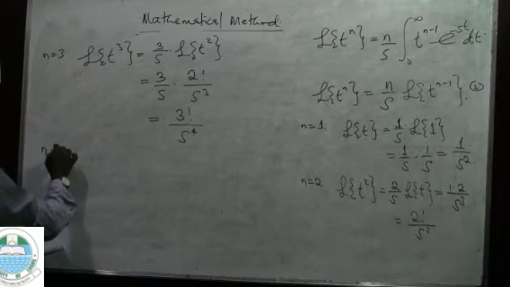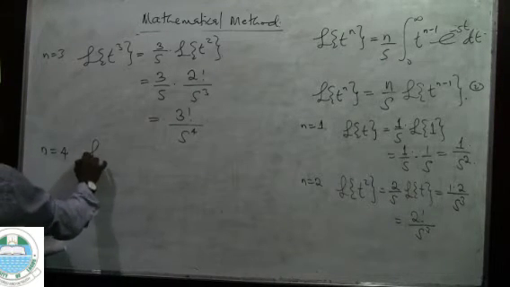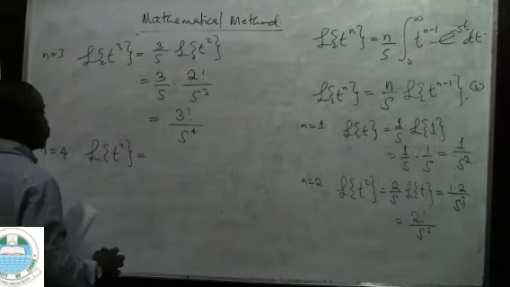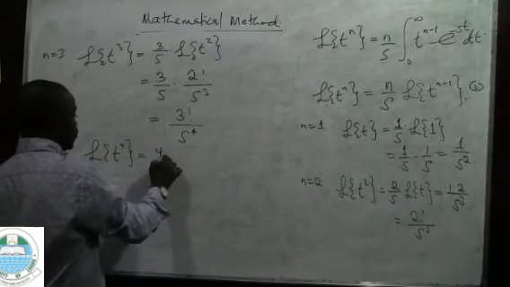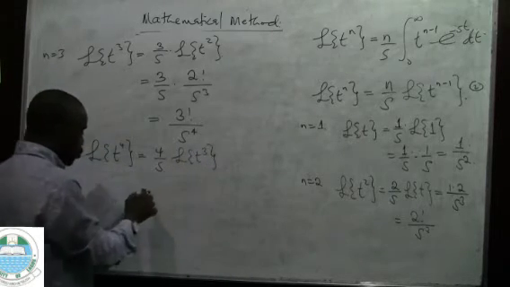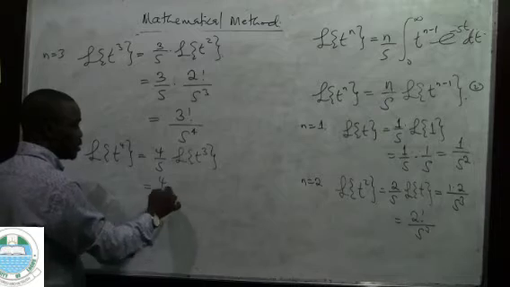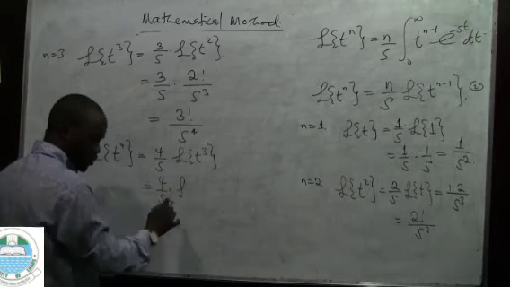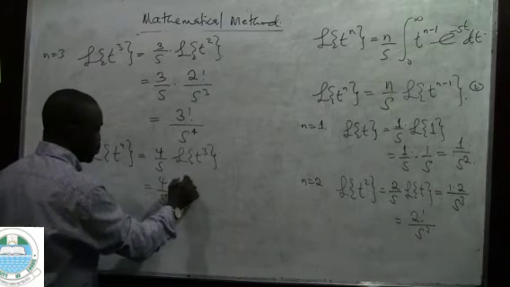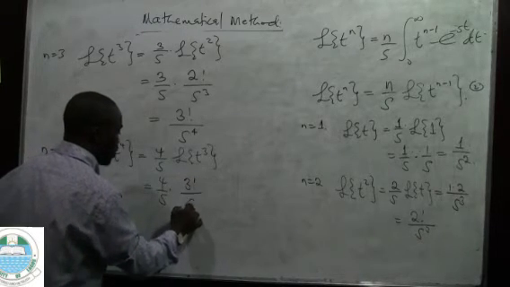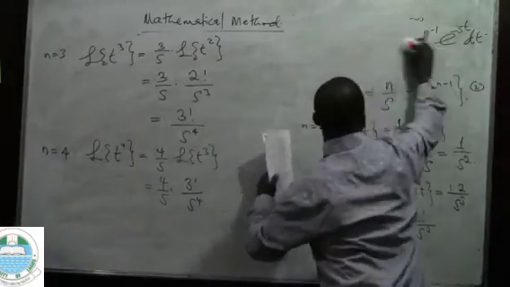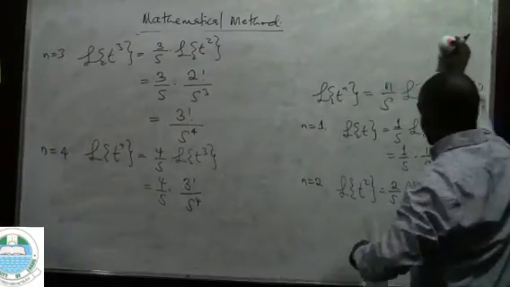Let's take one more, then we generalize. n equals 4. Laplace of t raised to power 4 equals 4 divided by s Laplace of t raised to power 3, which gives us 4 divided by s times Laplace of t raised to power 3, known to be 3 factorial divided by s raised to power 4. So 4 multiplied by 3 factorial gives 4 factorial.